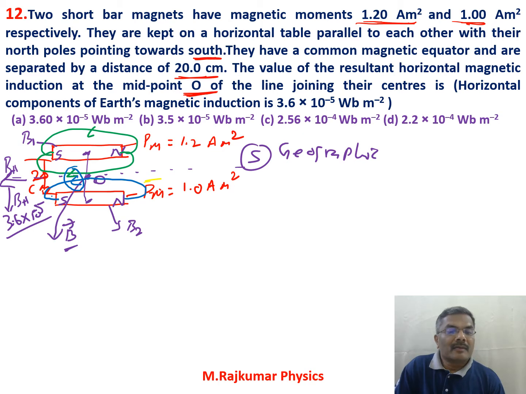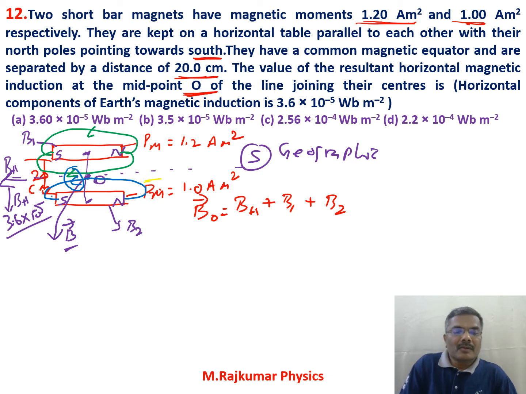You understand? So I have to find the resultant magnetic field at the particular point O, that is B naught. At this point O, I have to do the vector addition of all these three, so that will be equal to BH plus B1 plus B2.